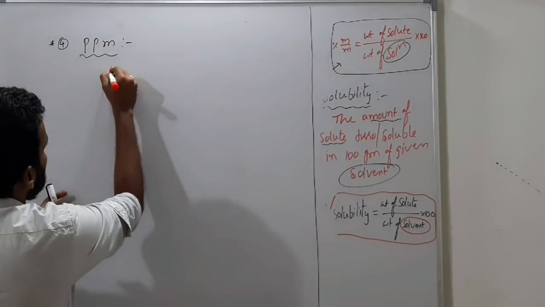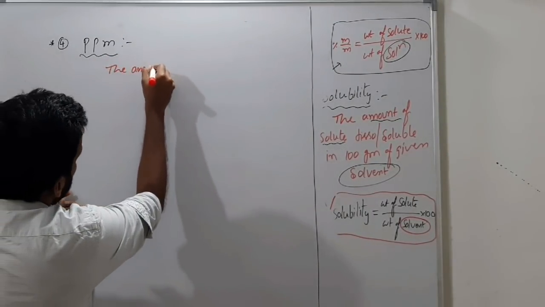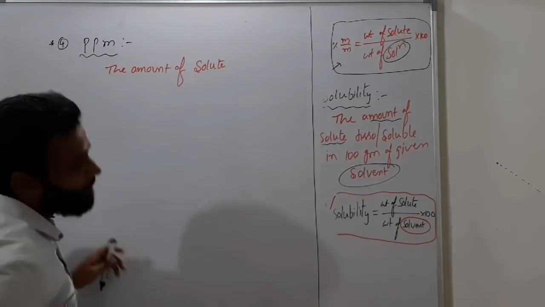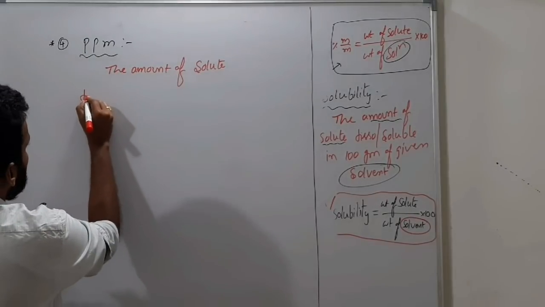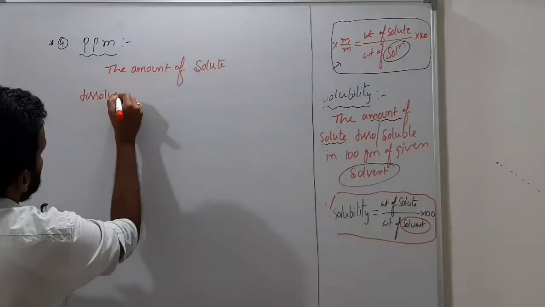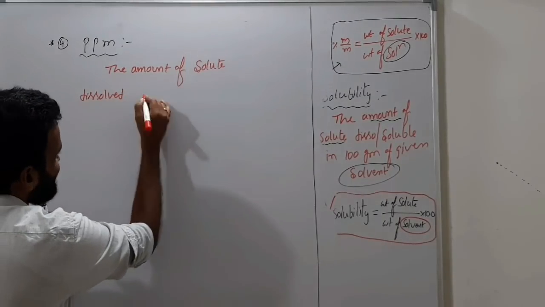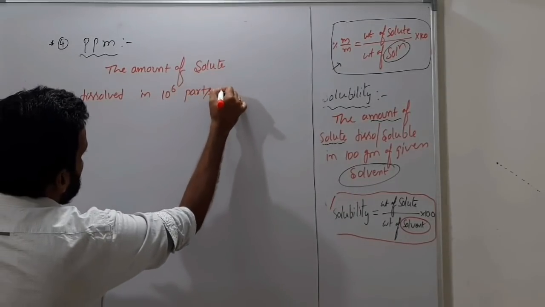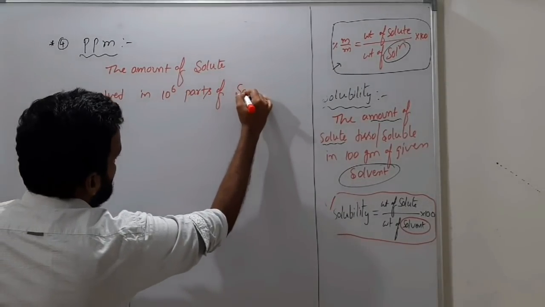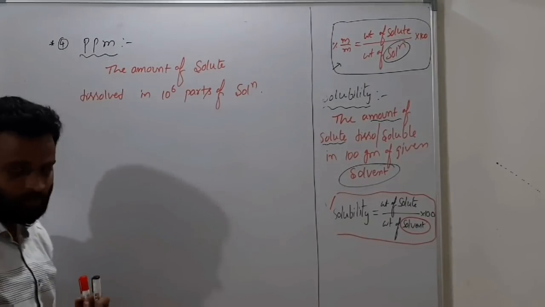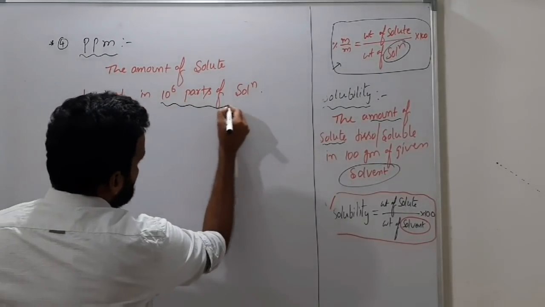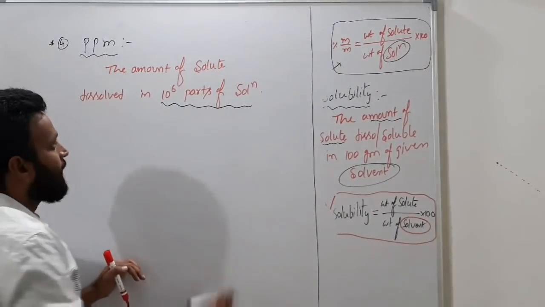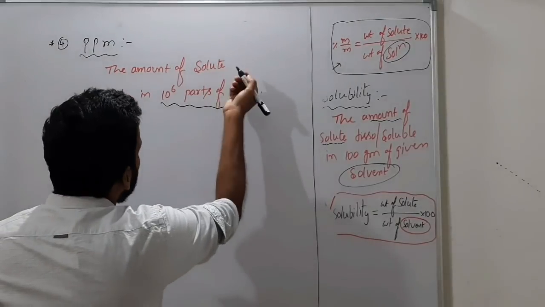The amount of solute dissolved or present in 10 power 6 parts of solution. Getting what I am saying? So the amount of solute means how much solute. So these all are weights itself, right?